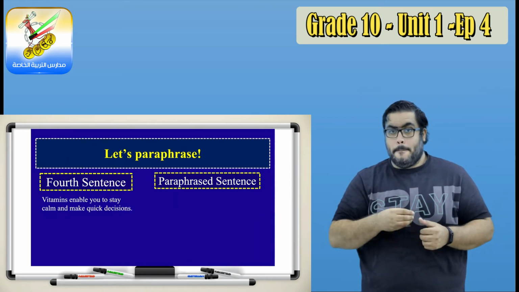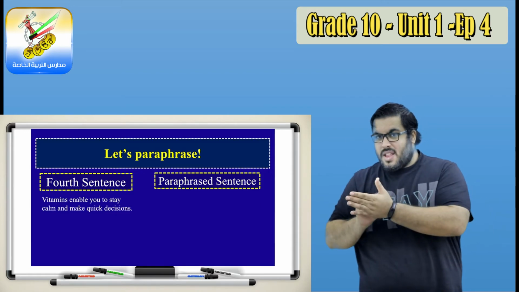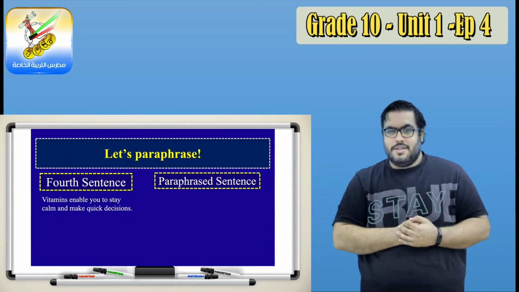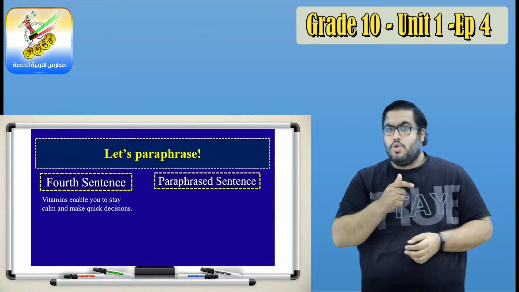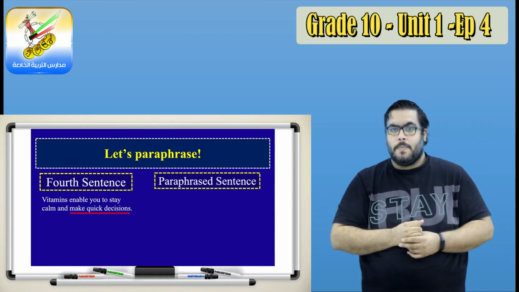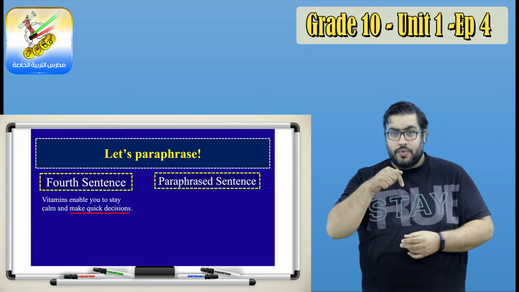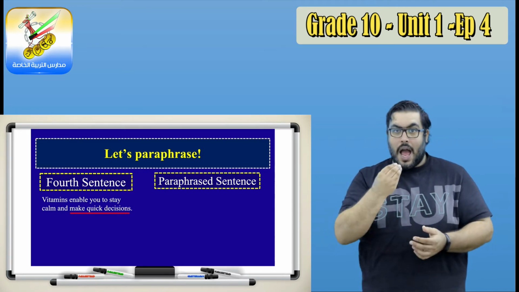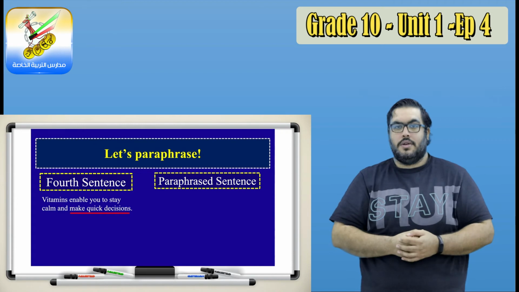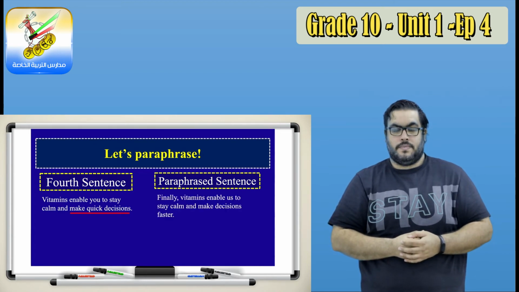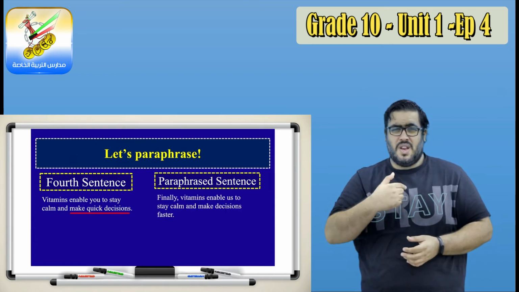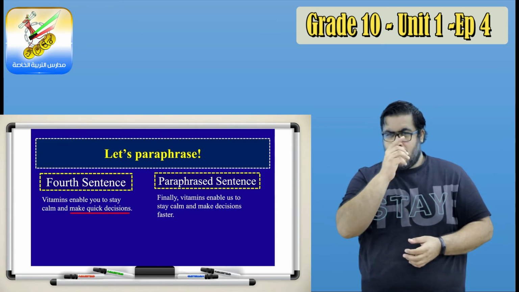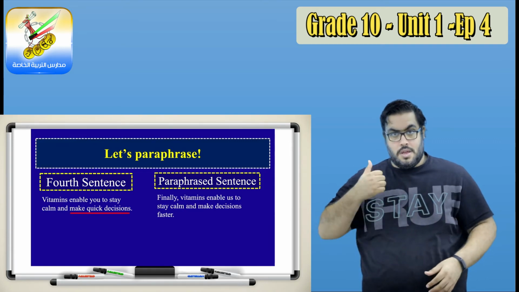Now let's go ahead for the 4th sentence. Vitamins enable you to stay calm and make quick decisions. We have make quick decisions. I'll give you a few seconds to do a paraphrase of your own, then let's look at the paraphrase together. So here is the paraphrase sentence. Finally, vitamins enable us to stay calm and make decisions faster.